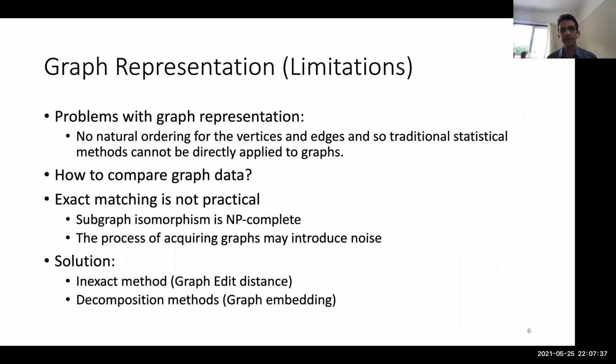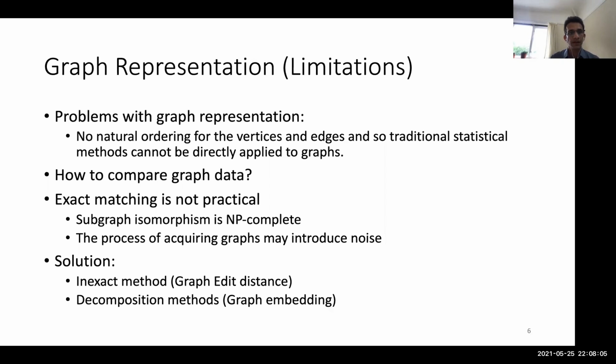Now, the problem with graph representations is that, while they are useful for different purposes, one of the problems with graphs is that there is no natural ordering in the vertices and the edges. So these representations cannot be used to perform different operations on the graphs, and traditional statistical methods and machine learning techniques cannot be directly applied to graphs using these representations.